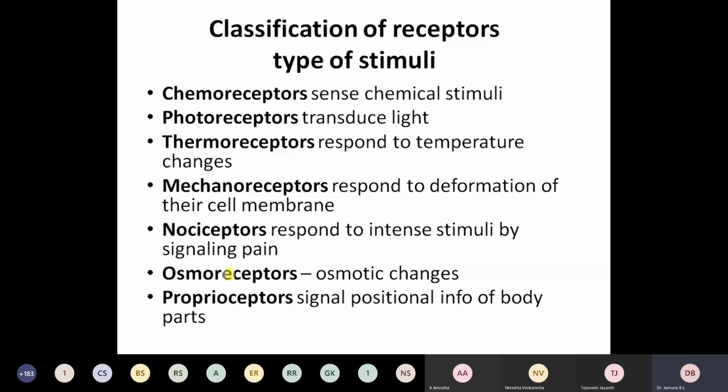If it is light, which is a form of energy, then the photoreceptor gets stimulated. Or a temperature change, or deformation, the mechanical stretching, can stimulate the mechanoreceptors. Or if it is a noxious stimulus, then it stimulates the nociceptors. If there is an osmotic change, the osmoreceptors get stimulated. If there is a change in the position of body parts, the proprioceptors get stimulated. So depending on the type of stimulus, you can classify the receptors into various forms of receptors.